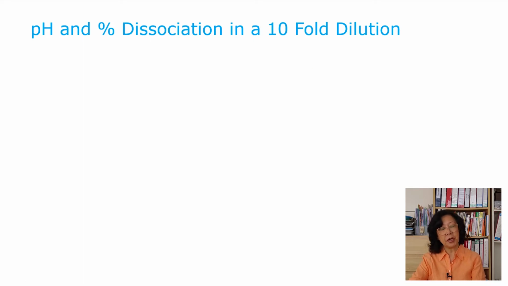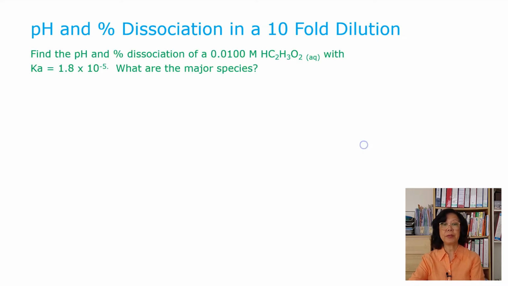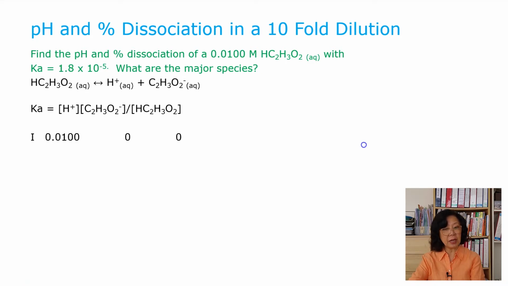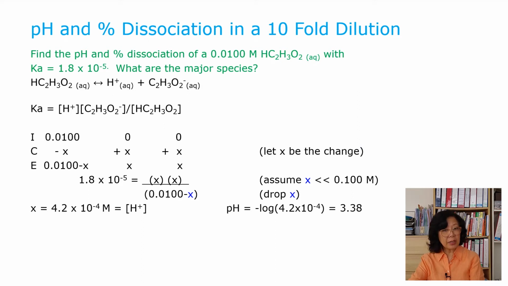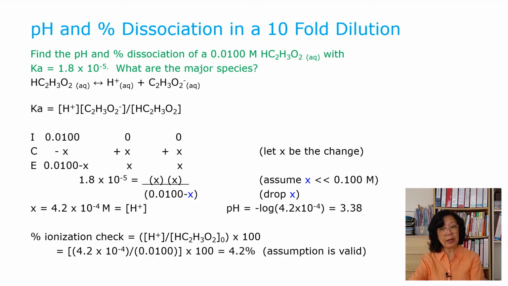If we dilute the solution of the acetic acid by tenfold, how would that affect the pH and the percent dissociation? So here we're going through the same kind of calculation as in the last question, except we replace the 0.1 by 0.01. When we calculate the X, hydrogen ion concentration is 4.2 times 10 to the minus 4 molar, and the pH is 3.38. And the percent ionization check now becomes 4.2 times 10 to the minus 4 over 0.01 molar times 100, which is 4.2%. Major species are still acetic acid and water.